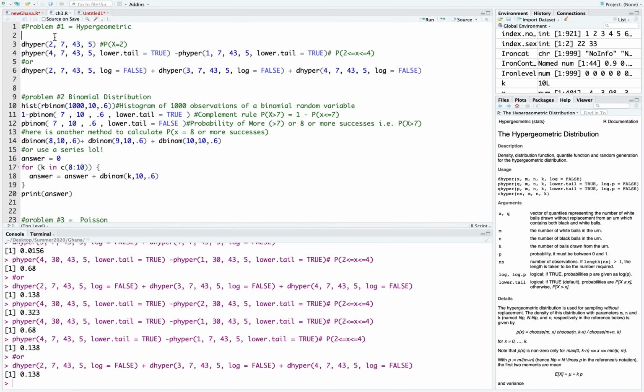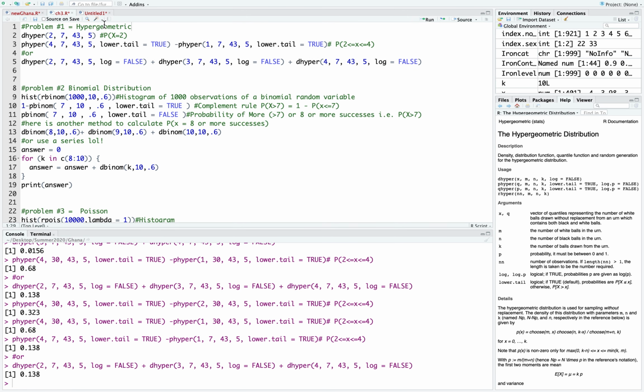So here's problem number 1. It's a hypergeometric distribution. I want to compute the probability x is exactly equal to 2. So what I enter here is the desired number of successes for x, that's 2. I have 7 defective parts, and I have 43. That means I have 43 working parts. Then the other thing that I need to specify is the sample size. So I put in 5.